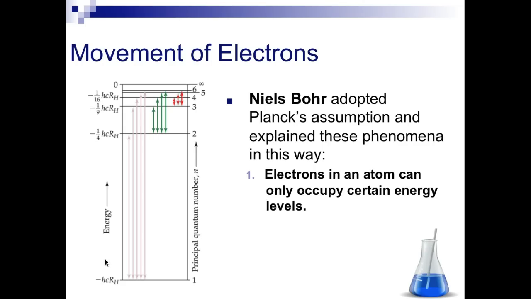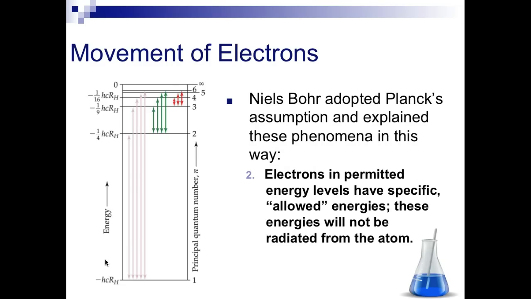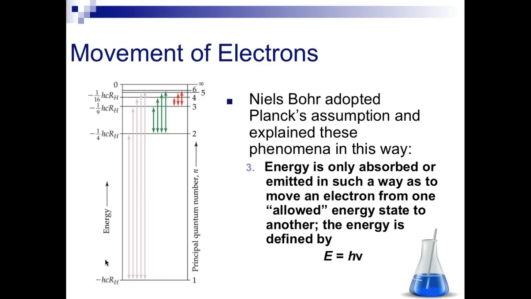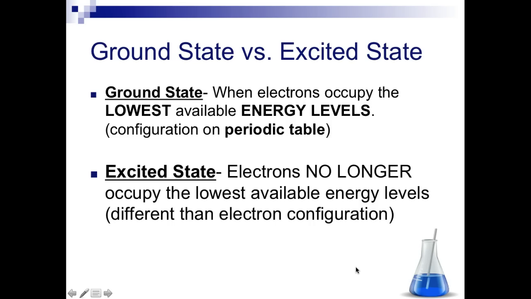Electrons in an atom can occupy certain energy levels. Electrons are permitted to have energy levels that have specific energies, and these energies will not be radiated from the atom. Energy is absorbed or emitted in such a way as to move an electron from an allowed energy level to another energy level. And that's where we use E equals h nu, where h is Planck's constant and nu is frequency.